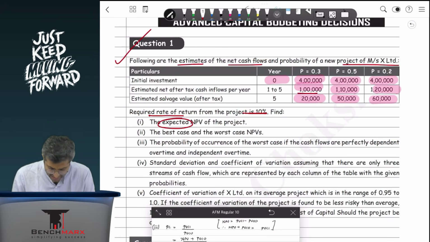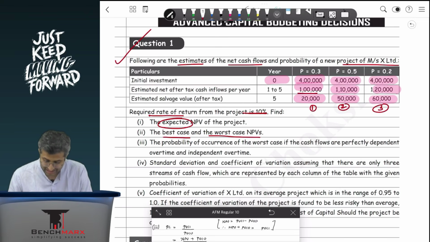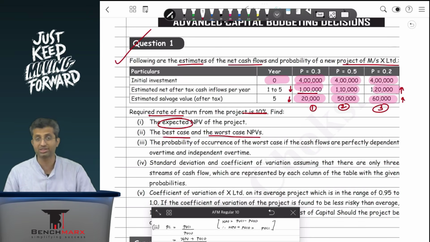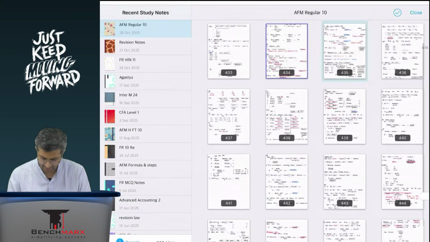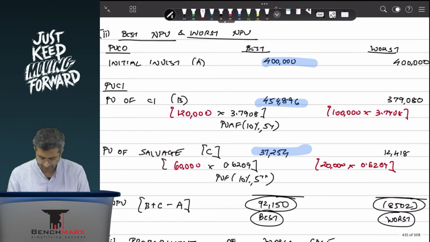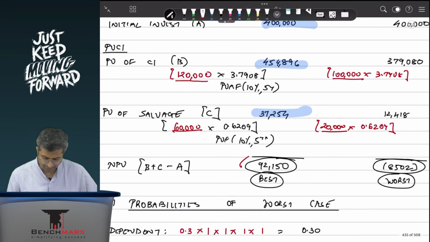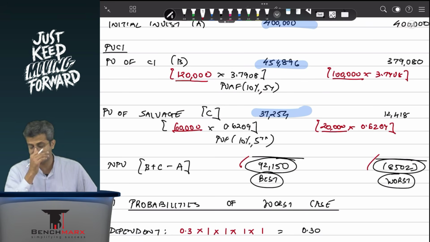Second, what is the best case and the worst case NPV? Now there are 3 cases, 1, 2 and 3. The best case would be the case where you have the highest cash inflows, that is the 3rd case, and the worst case would be where you have the lowest cash inflows, that is the 1st case. So for the worst case NPV, you will take the worst cash flows. For the best case NPV, you will take the best cash flows and try to do the working. So over here, if I look at the best case NPV, my best cash flows are 1,20,000 for 5 years, salvage value is 60,000 in the 5th year. For the worst case, 1 lakh for 5 years and 20,000 in the 5th year.